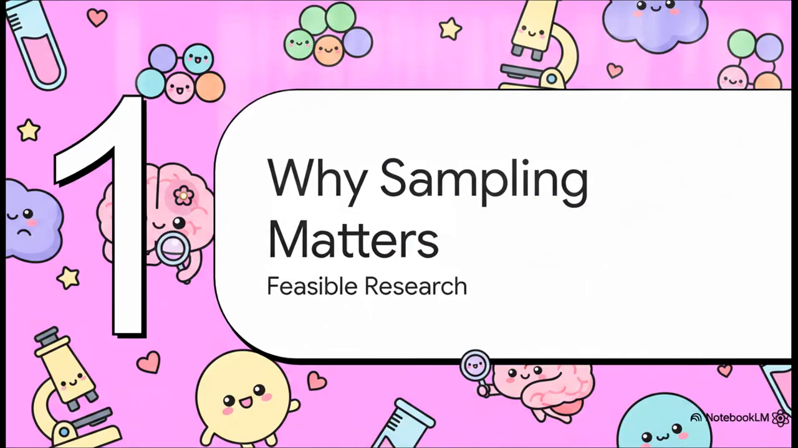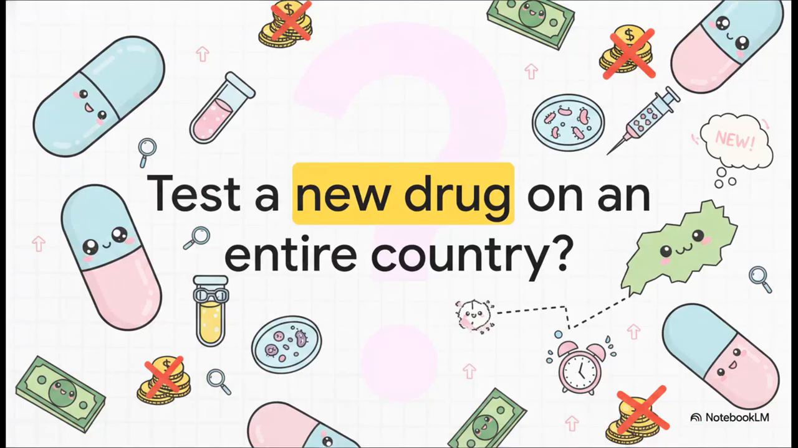Starting off with Section 1, Why Sampling Matters, the foundation of feasible research. So think about this for a second. How do you actually test a brand new drug on an entire country? Unless you've got an infinite budget and a literal time machine, testing a new antibiotic on every single citizen is completely impossible, right? We absolutely have to have a mathematical shortcut to make large-scale medical research even feasible.